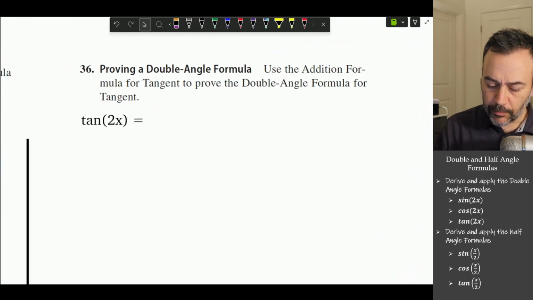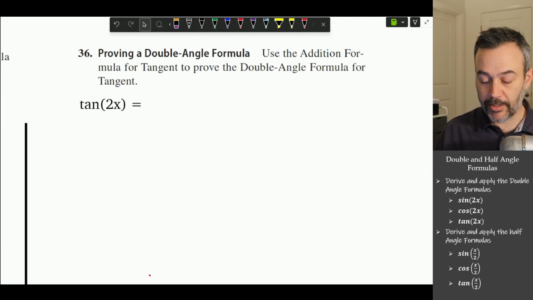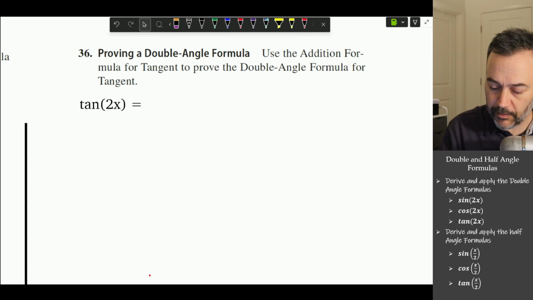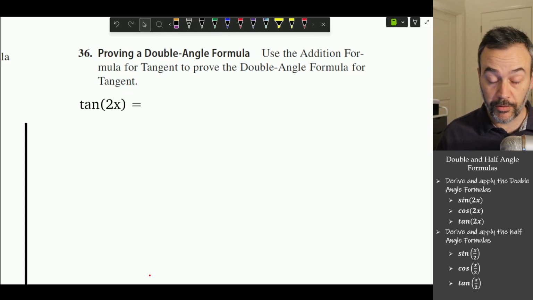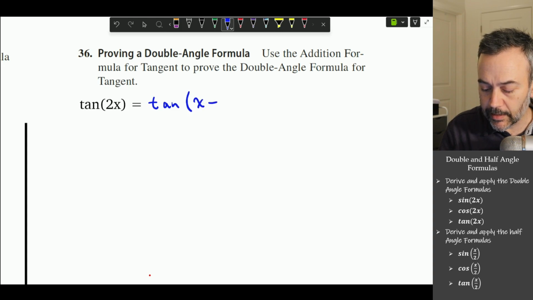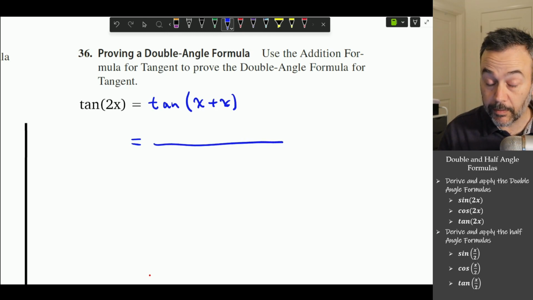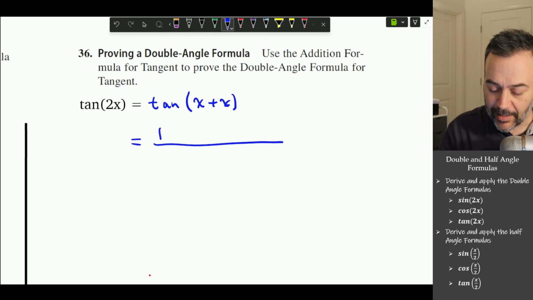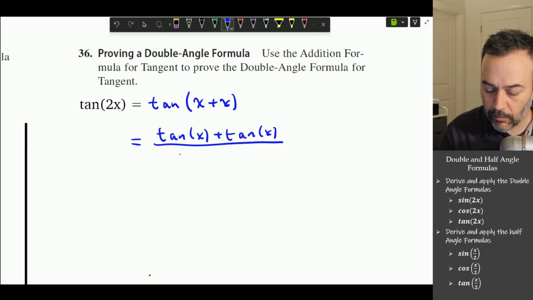All right. Proving a double angle formula for tangent. For tangent, we need the tangent formula, which you can refer to on your note sheet. It would be tangent of, instead of 2x, x plus x. Now we apply the tangent sum formula, and that is tangent of x plus tangent of x over 1 minus tan x tan x.